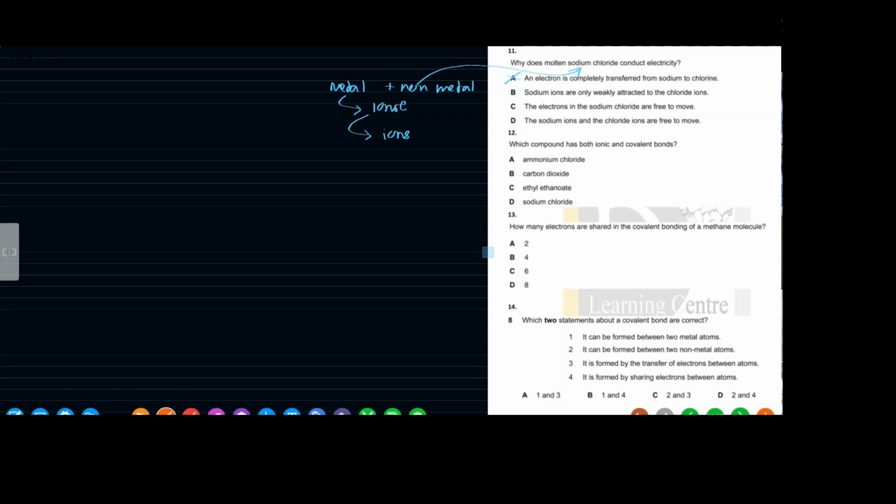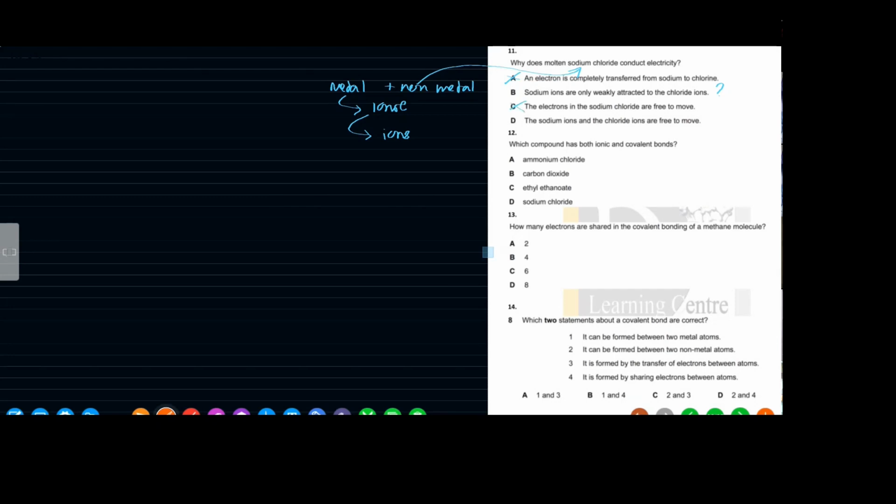Wait. That's kind of okay because the ions have to move around. So then weakly attracted is kind of okay. That's a question mark. We'll keep a question mark there. The electrons in the sodium chloride are free to move. Wrong, it's not electrons. Don't refer to electrons.